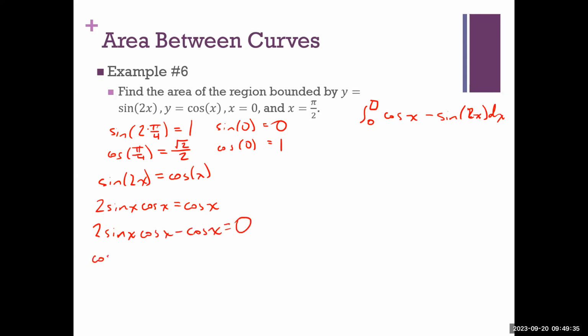If I factor out a cosine x, I get 2 sine x minus 1 equals 0. So I get cosine x equals 0 and sine of x equals 1/2.